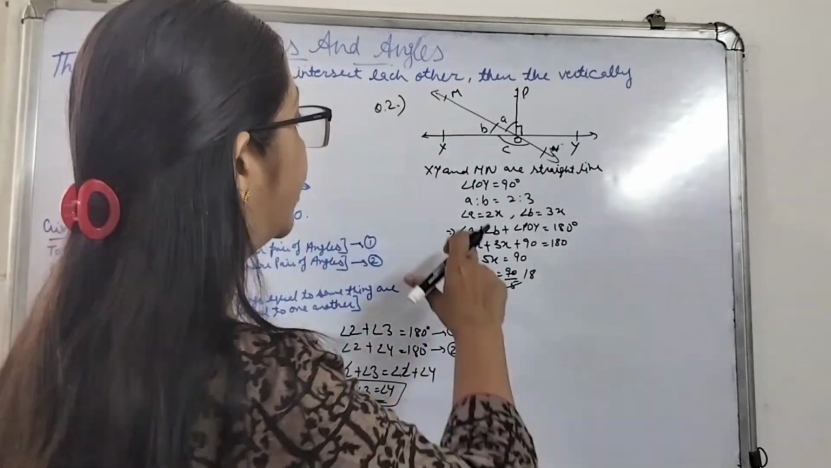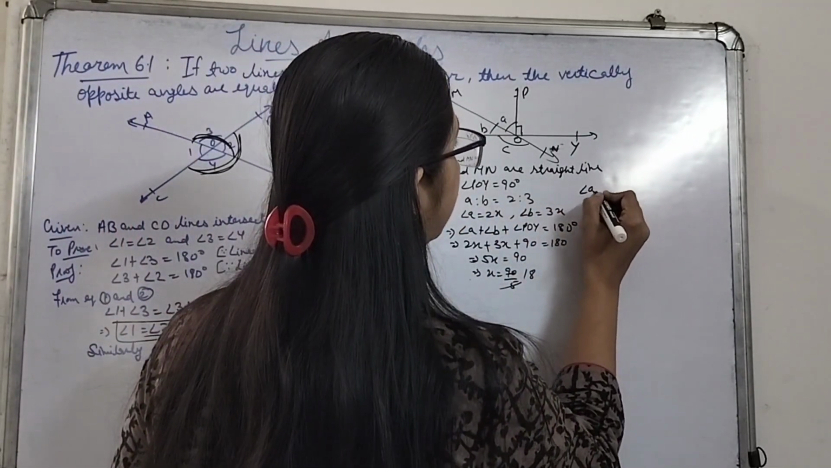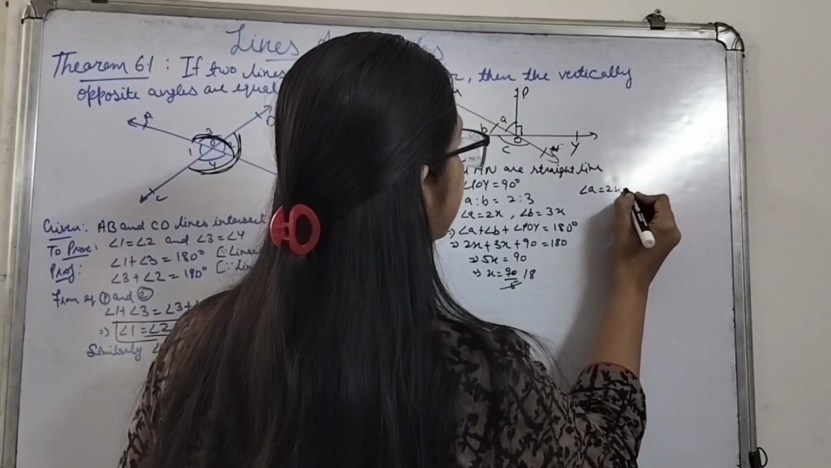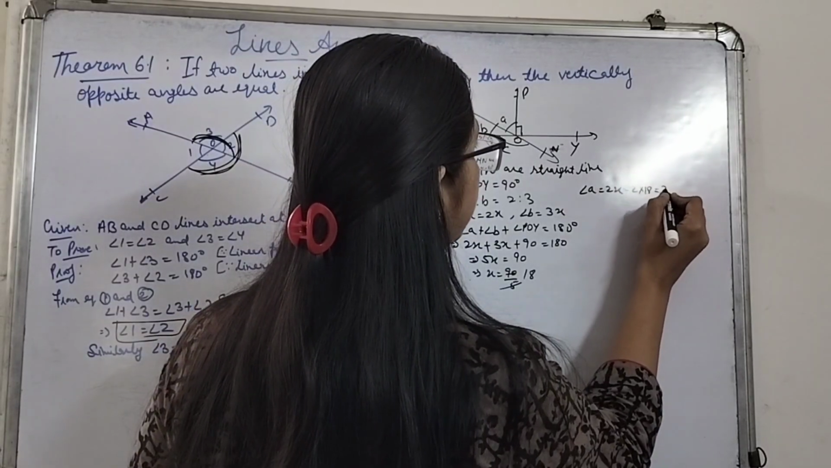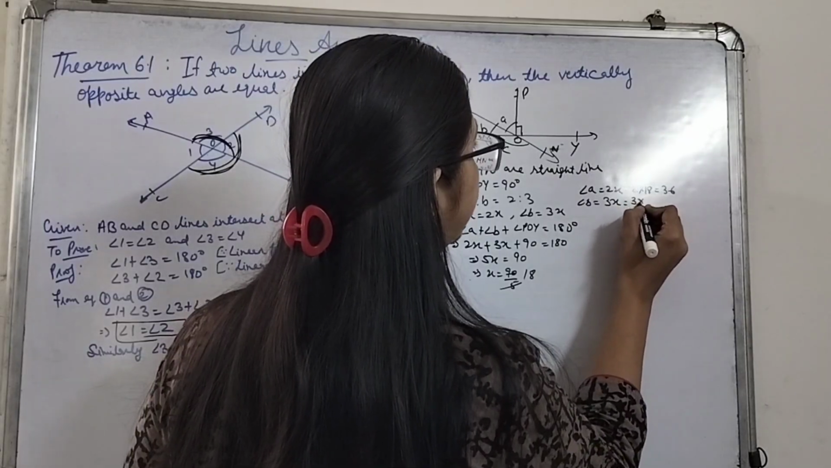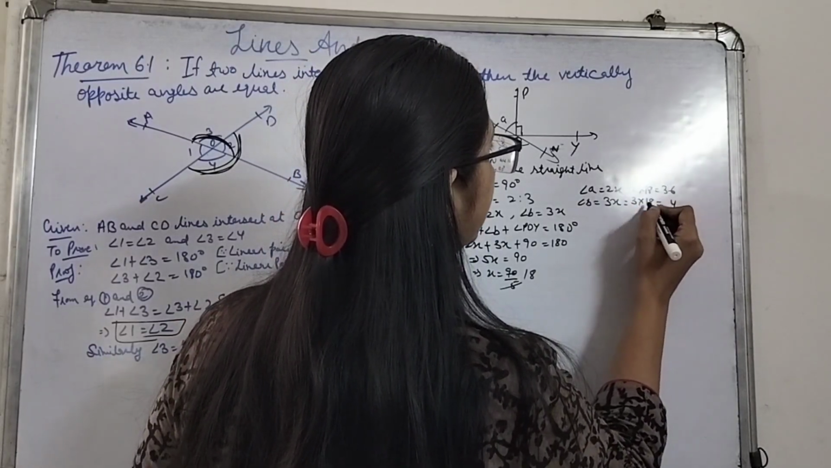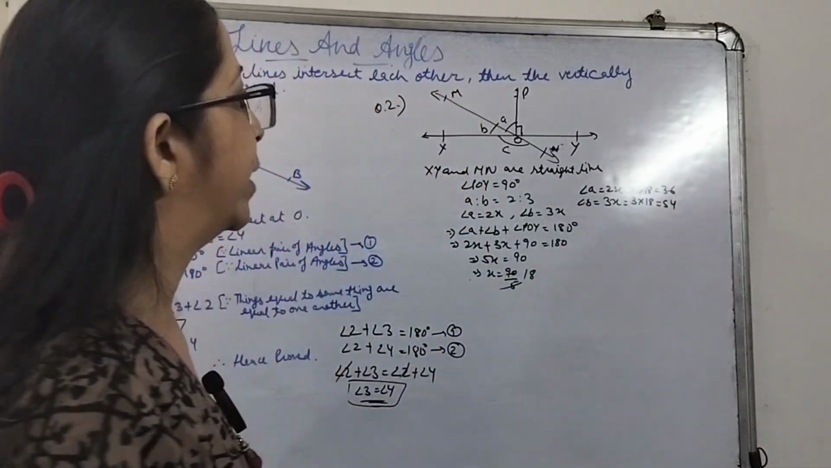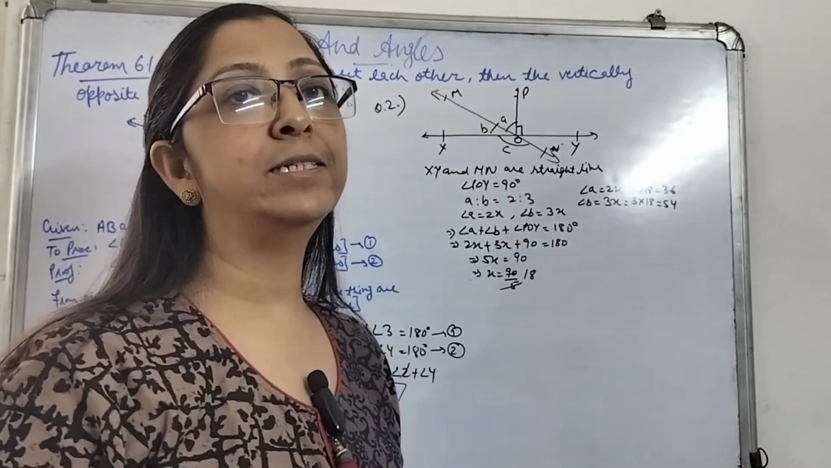And what was the value of A? The value of angle A is 2x, that is 2 multiplied by 18, which is 36. And angle B will be 3x, that is 3 multiplied by 18, which is 54. So angle B is 54 and angle A is 36.